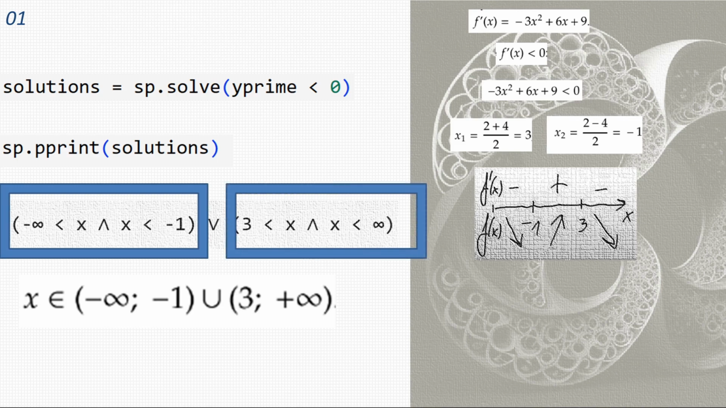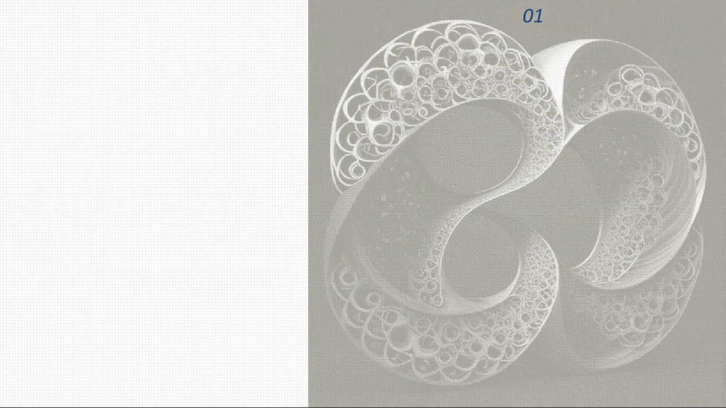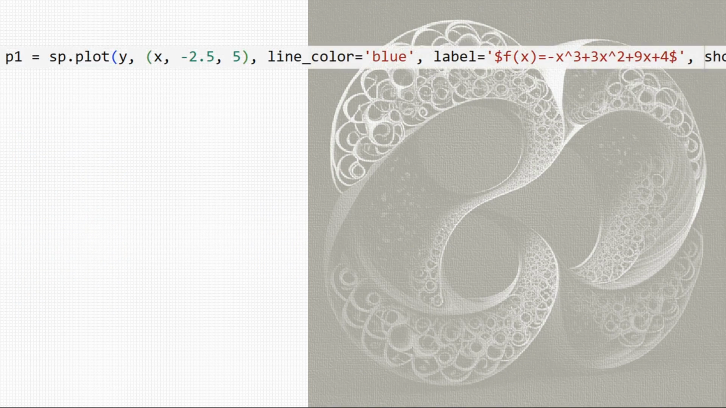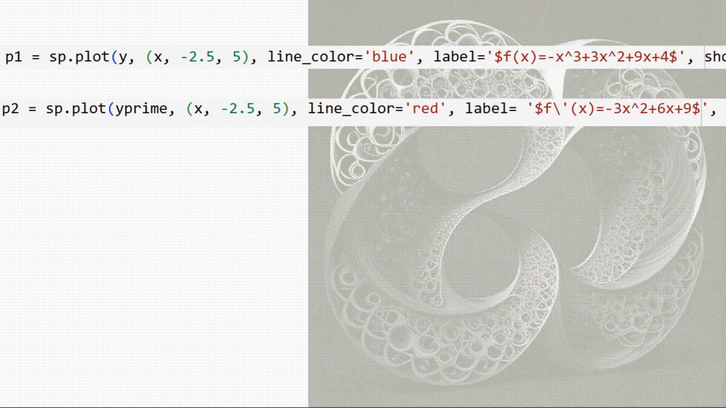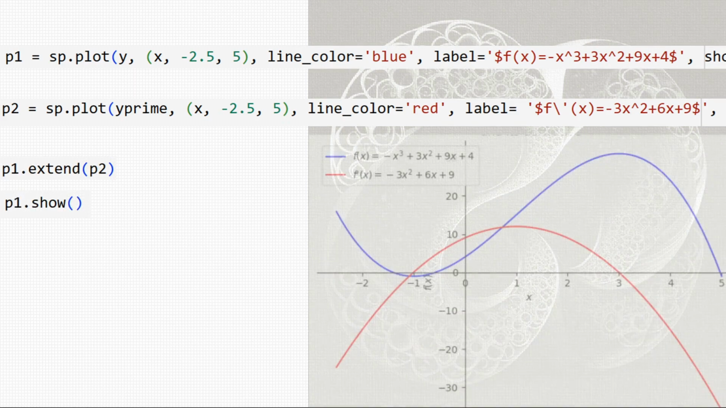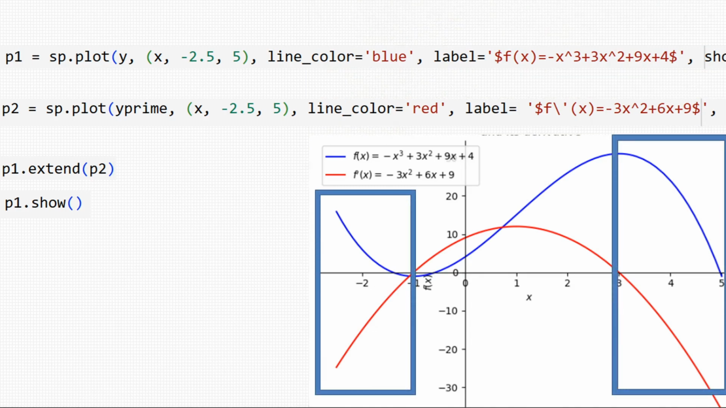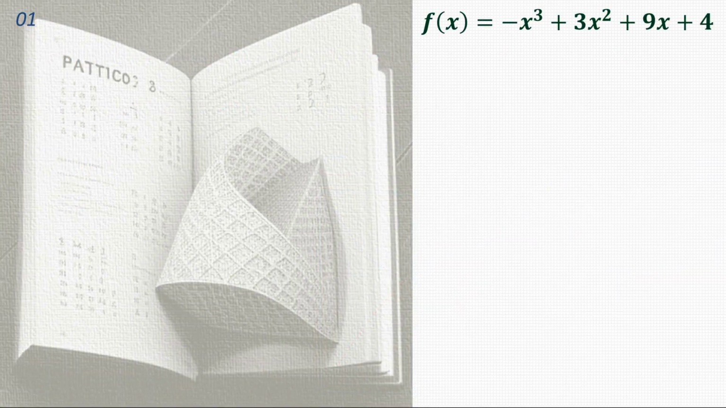But wait, there's more. SymPy has an awesome method called plot implicit that visually represents the solution of our inequality. This graphical representation helps us better understand the solution. Moreover, we can go a step further and visually confirm the connection between our function and its derivative. By drawing both on a graph, we can clearly see how the derivative is indeed negative in the regions where the function decreases. Now let's move on to the third part of our problem.